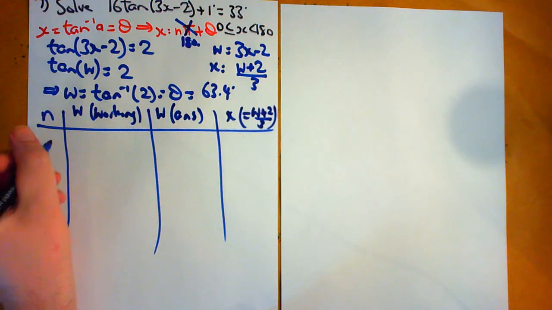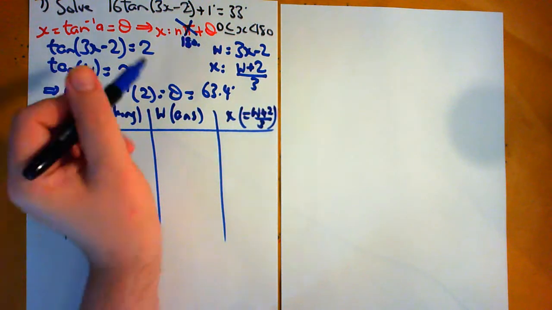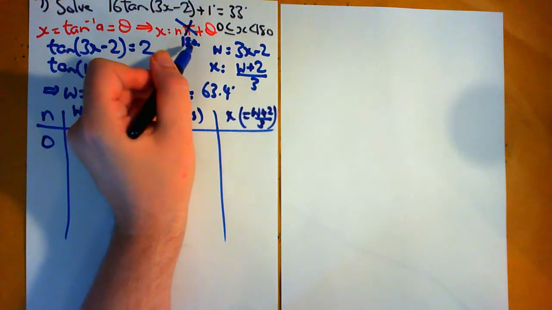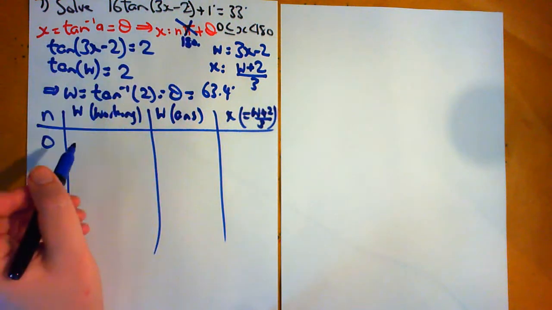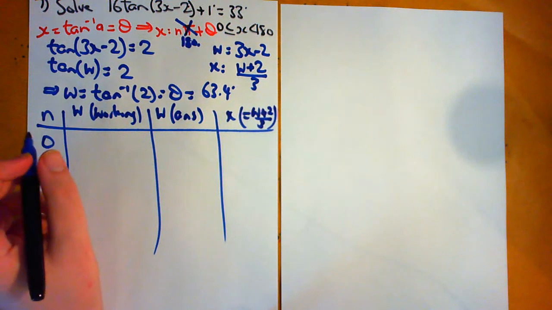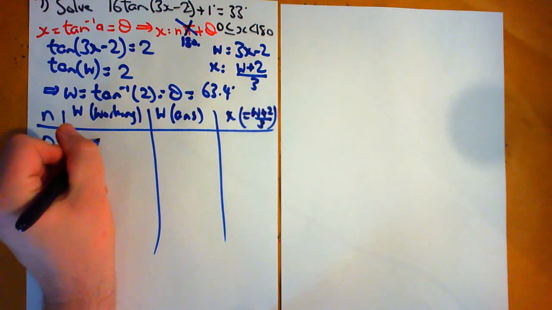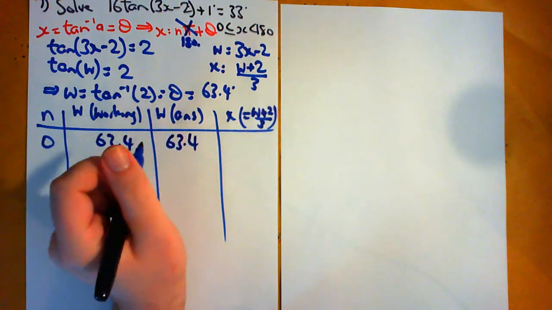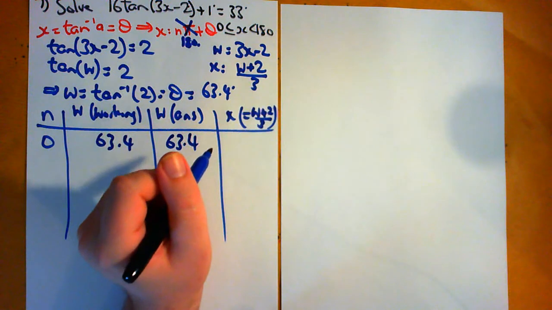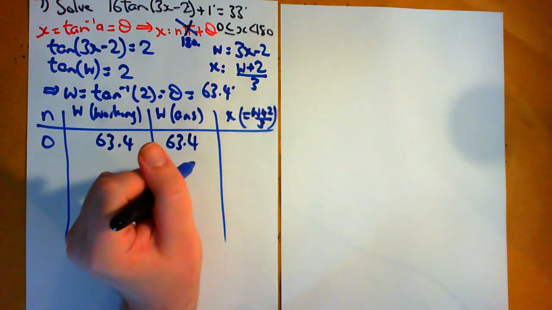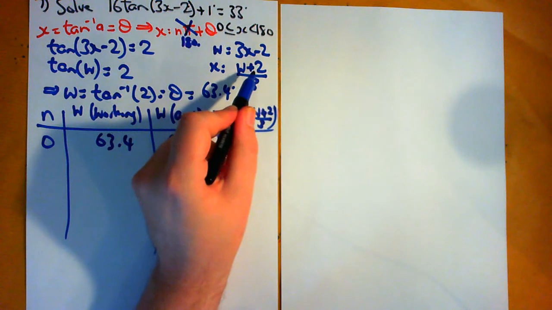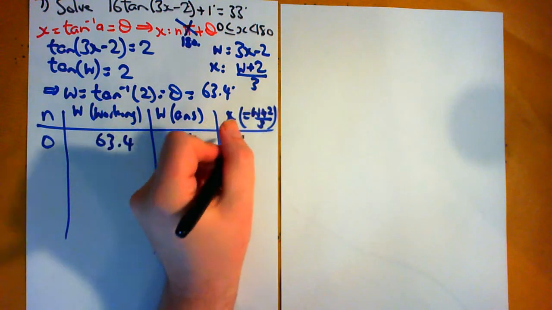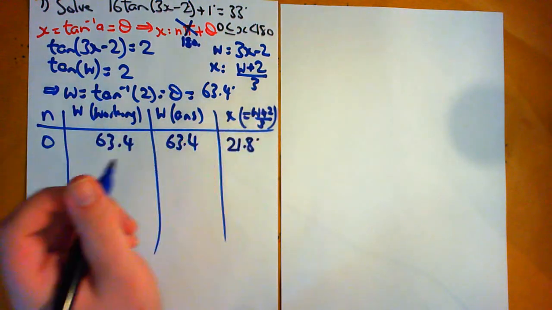So for n = 0, if we put n = 0 into n times 180 plus theta, n times 180 is 0 times 180, n is 0, remember, so that will just give us 63.4. So we've already worked out what W is for this part, and then we need to work out x, which is going to be W, so 63.4 plus 2 is 65.4 divided by 3 gives us 21.8 degrees.